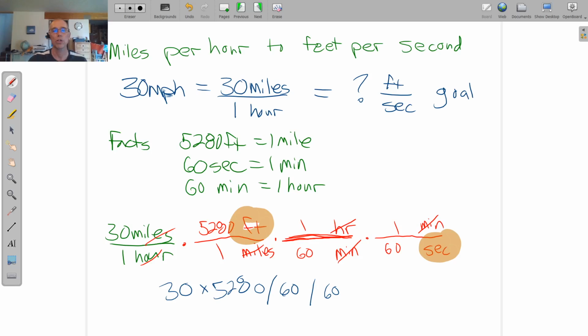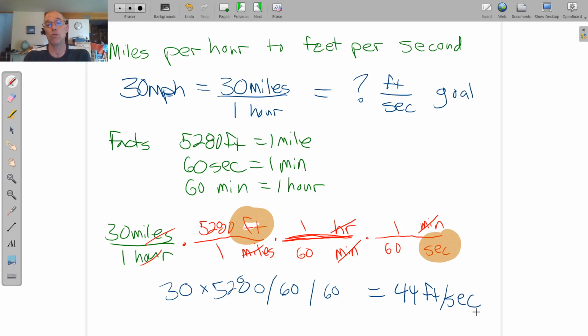So 30 miles per hour is the same, according to this calculation, as 44 feet per second. So if I'm driving down the road and I look at my phone, as I'm doing 30 miles per hour, right? That's kind of fast, but not too fast. In a residential neighborhood, that's too fast probably.